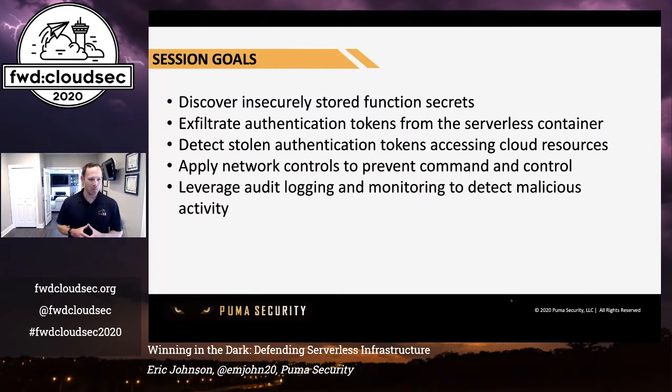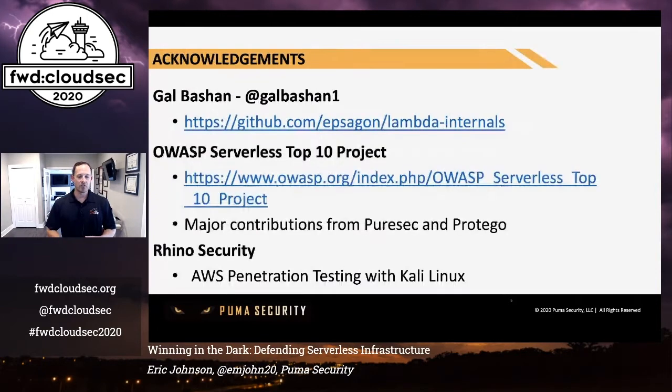So, answering the same questions that had been covered before, we wanted to look: where is the source code? How do we find secrets? How can you exfiltrate authentication tokens? We also wanted to look into some of the blue team and incident response controls, such as detecting stolen auth tokens, looking at network controls for flow logging, and figuring out if we can look at those audit logs and monitor and detect some of this activity in the other cloud providers.